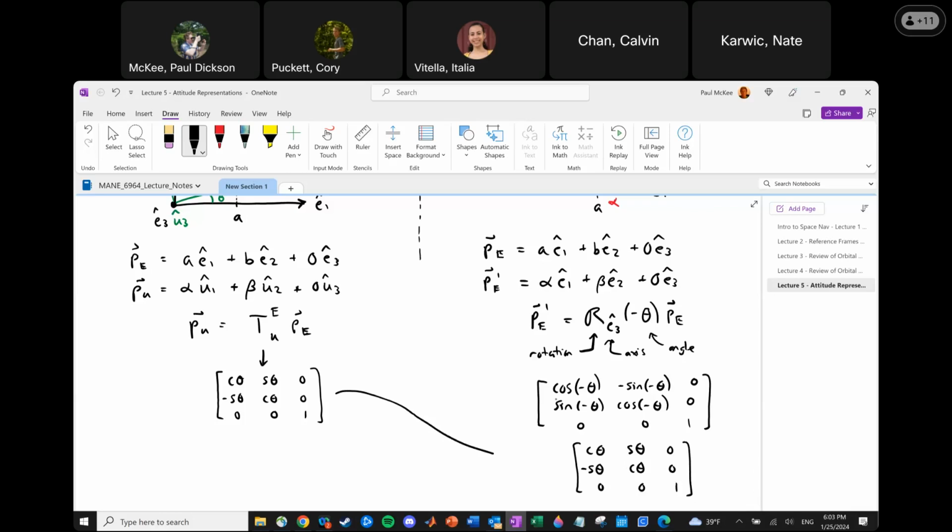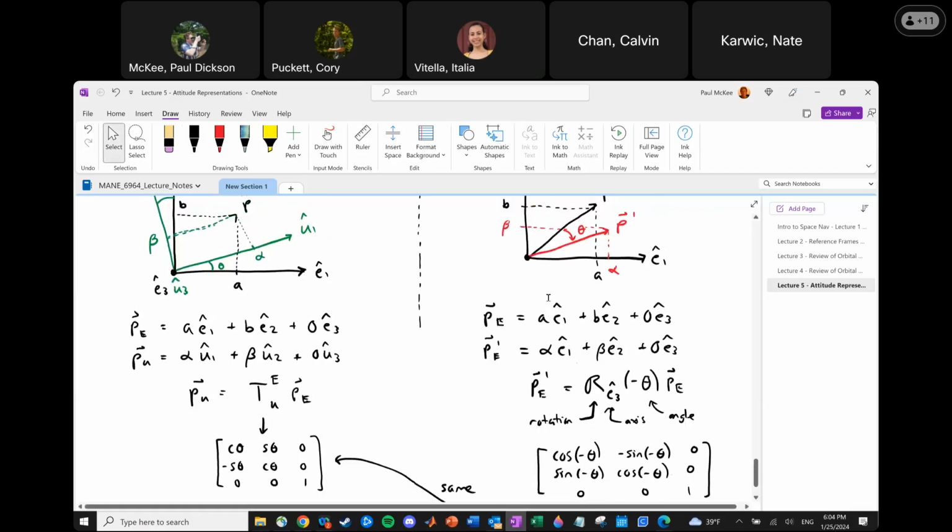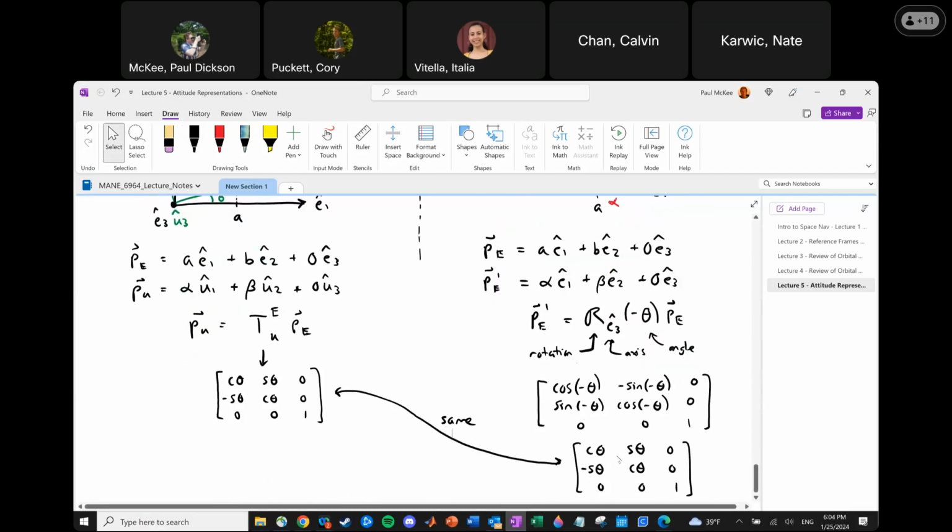So the rotation matrix that describes a negative theta rotation is the same as the attitude transformation matrix that describes a positive theta rotation. So that's my way of getting the idea across that these are expressing opposite things, but they're the same. Or if we wanted to rotate theta about E or make an attitude transformation matrix theta about E, then what we would get would be the transpose or the inverse of one another.